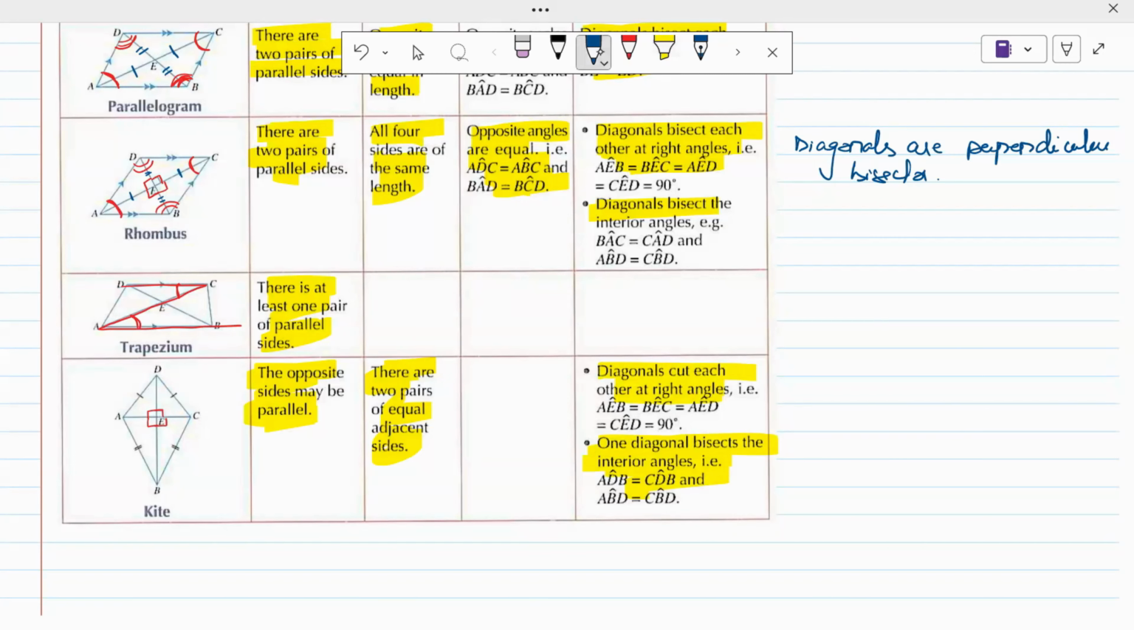So that means here also we can see the perpendicular bisector involved. And it's always the bigger diagonal out of the two which is the perpendicular bisector of the shorter diagonal. So the bigger diagonal is the perpendicular bisector of the shorter diagonal.